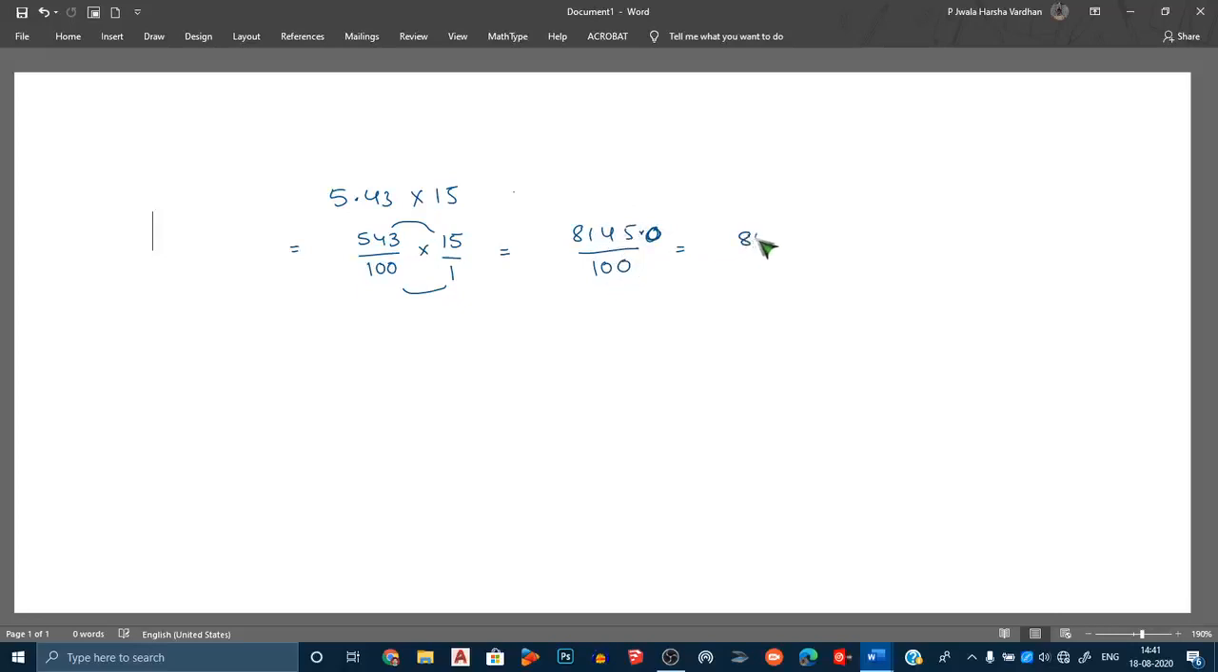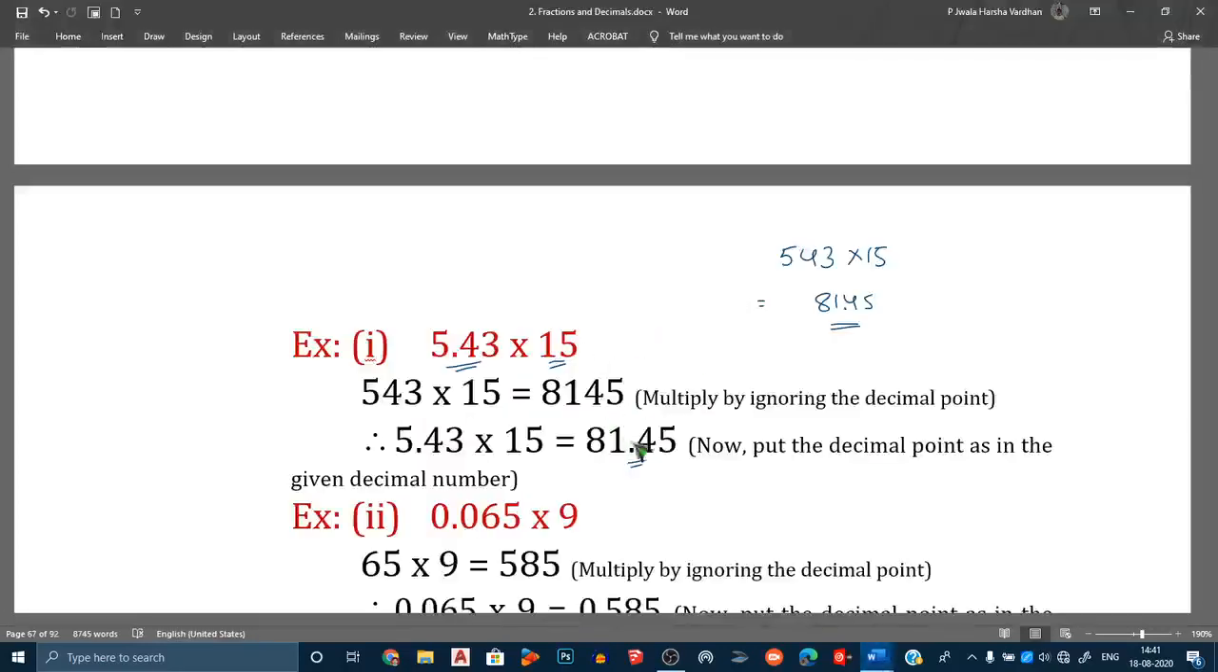So it is 81.45. Okay, you may not write 0 also here. So it is 81.45. So this is also the same as in the previous method. So you will get the same answer.